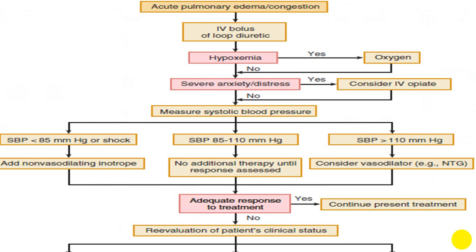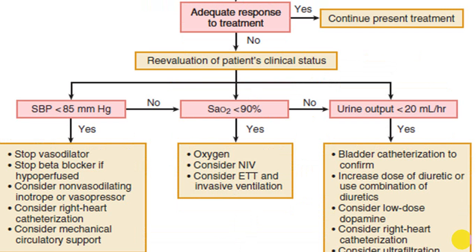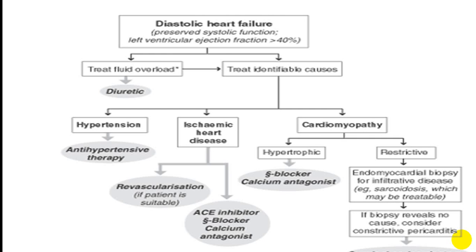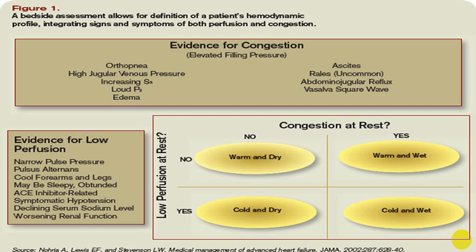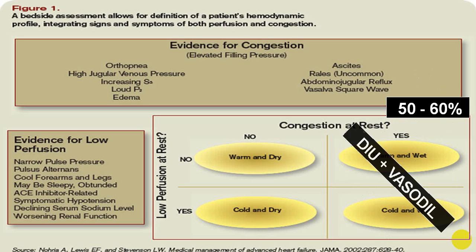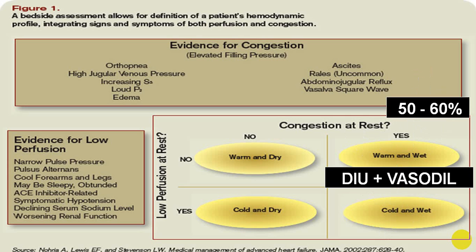This is acute pulmonary edema, how you approach a person with acute pulmonary edema, where loop diuretics become the first choice. Loop diuretics, oxygen, then ACE inhibitor, beta blocker, they are the first drugs of choice. So you can go through all this detail. This is diastolic dysfunction. This is on the ground of what we call LV or RV failure. The most common is what we call warm and wet, that is congested lung with maintained peripheral circulation.